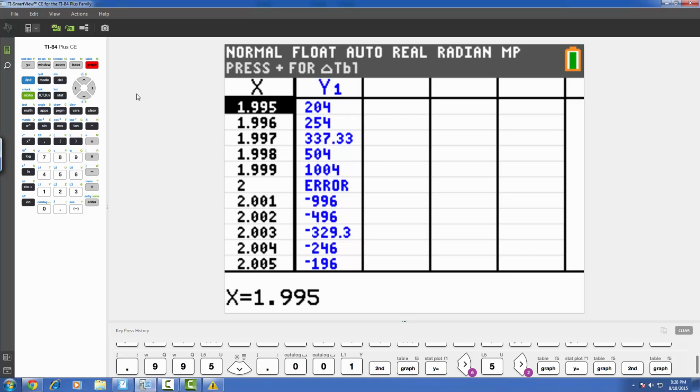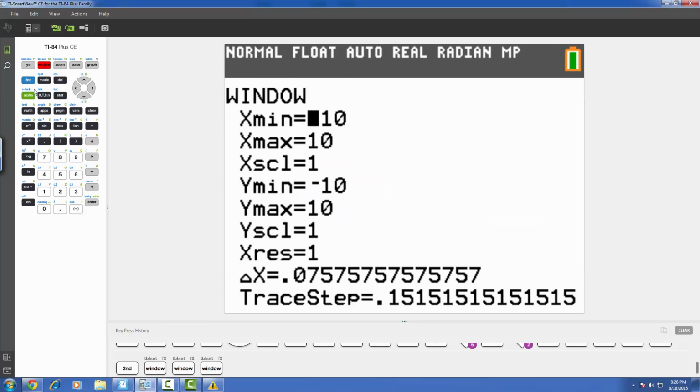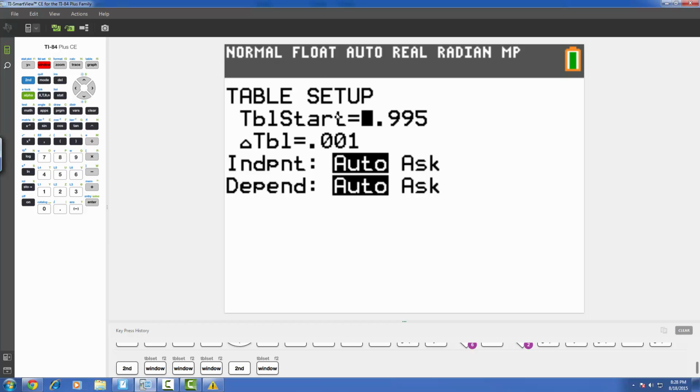Now, just for the record, if you're wondering how you actually change these values so we can see this window, all that you're going to do is hit second. Notice it says table set. We want to set our table at a certain value, and we're going to start it at some value close to the limit we're looking for. So I just set it as 1.995. If you wanted, you could set it as 1.996.